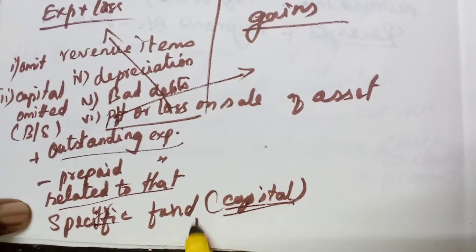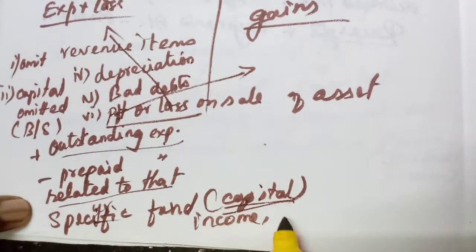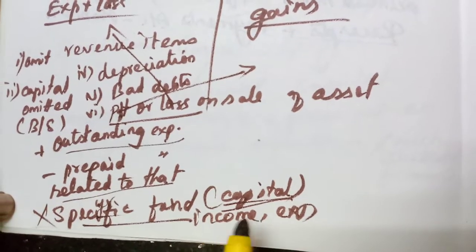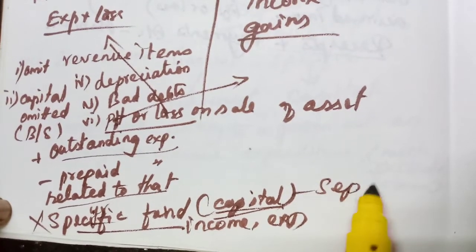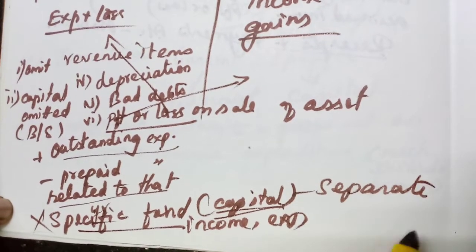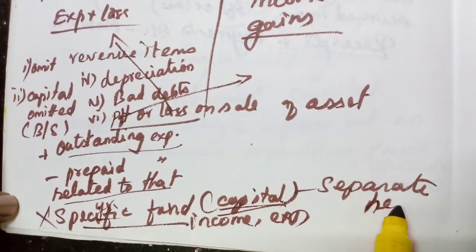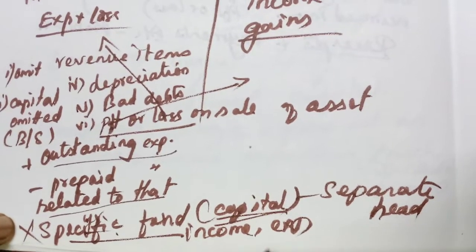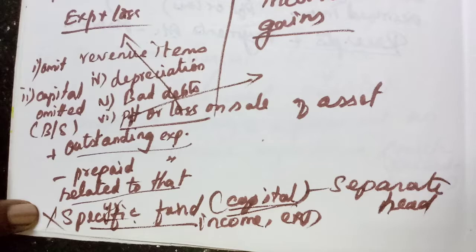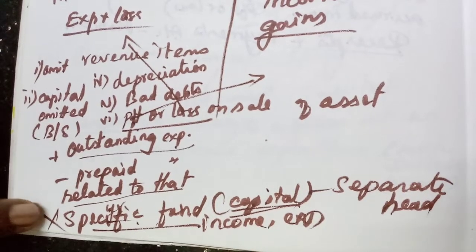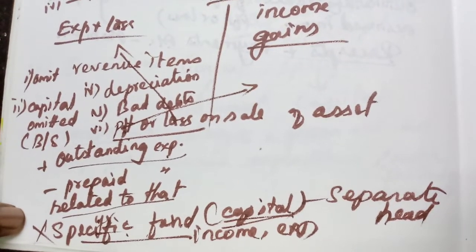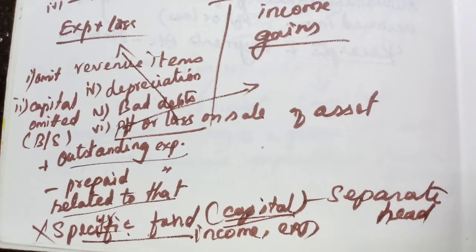So any income or any expense related to this specific fund should not be entered in the income and expenditure account. This will be shown separately in the balance sheet under a separate heading. We should add all the income along with that fund and deduct the expenses from that fund. That is the treatment when we go to the balance sheet. I will explain to you. Now, don't take any expenses related to any specific fund.